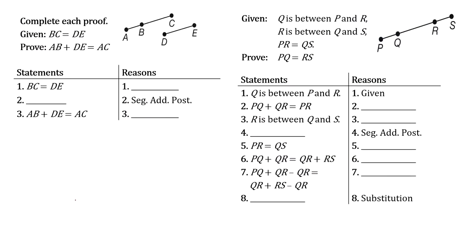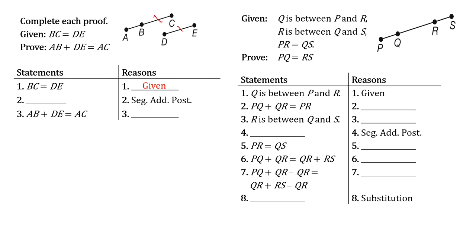We're going to look at the one on the left first. So we have our picture. We're given BC equals DE. We're trying to prove that AB plus DE is going to equal AC. So our given, that is congruent to that. We start off with BC equals DE, that's your given. They've told you that, so that's our given reason.